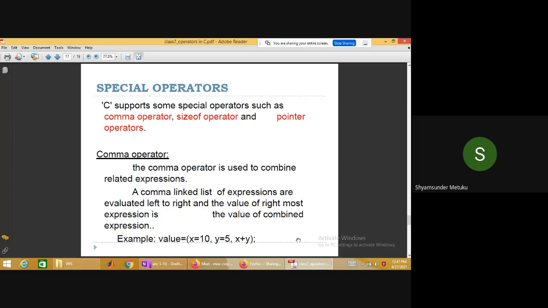Will it work or not? It works, but it is garbage, right? x + y, we don't know what that is, because left to right evaluation is happening. Initially x is garbage, y is garbage, so x + y is also garbage. Then x = 10 is updated, y = 5 is updated, but ultimately x + y has no meaning there. So that is the reason you write it in this fashion: x = 10 first, then y = 5 next, then x + y. This is correct. Then finally the value is going to be x + y. Is it clear?